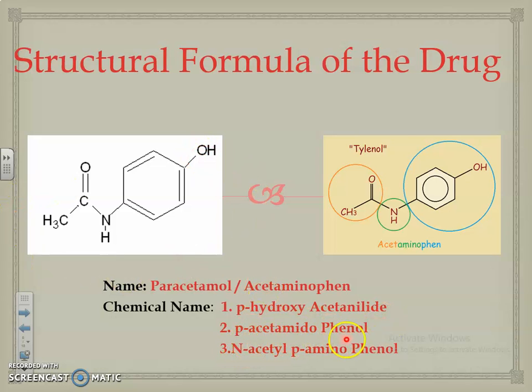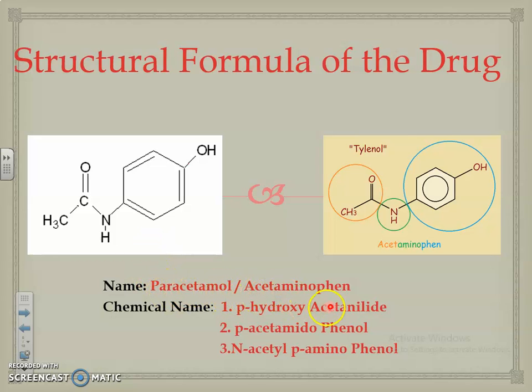Next, para-acetamidophenol. Here we take it as a phenol, with NHCOCH3 being acetamido present on the para position of the phenol, so it is called para-acetamidophenol. Then N-acetyl-para-aminophenol: phenol with a para-amino group, and on the amino nitrogen there is an acyl group, so we call it N-acetyl-para-aminophenol. These are different ways to give the chemical name to paracetamol.